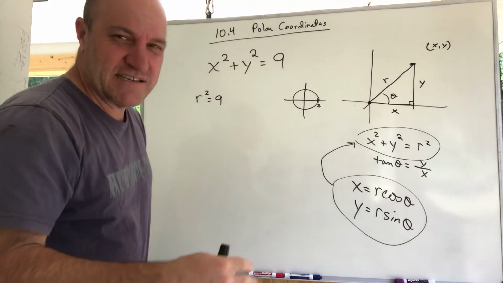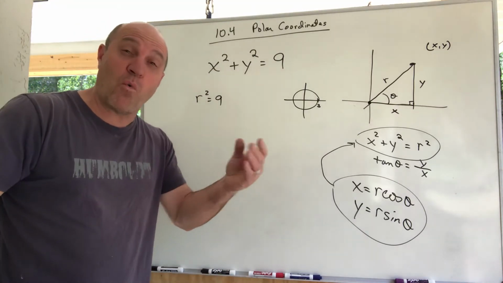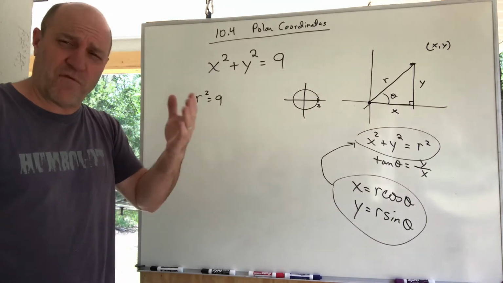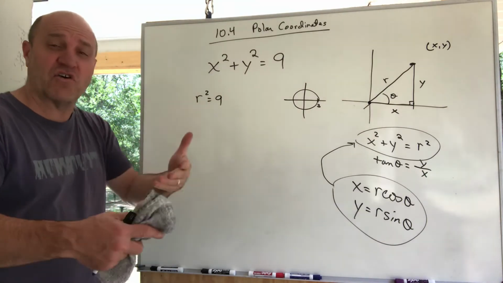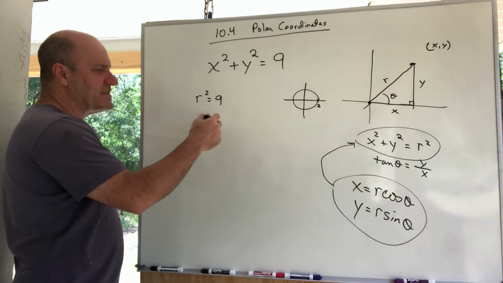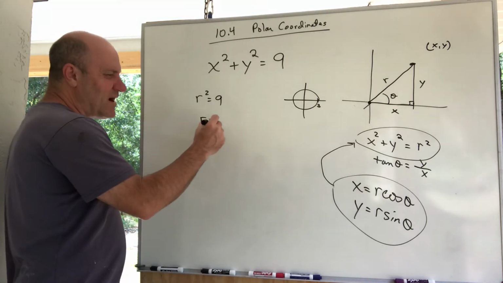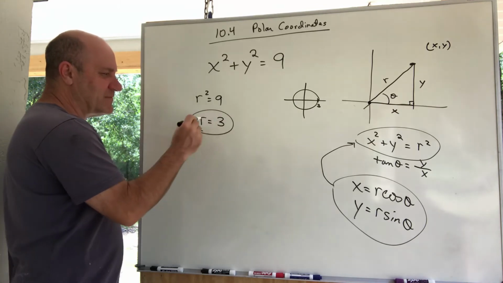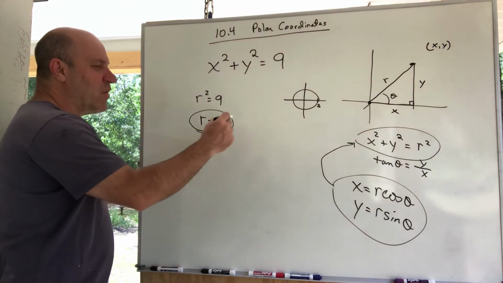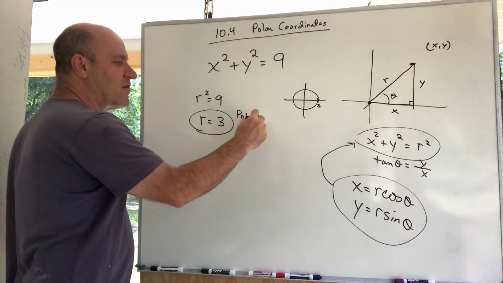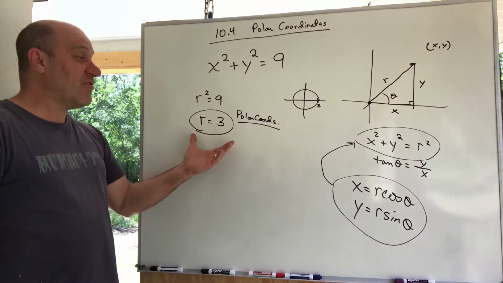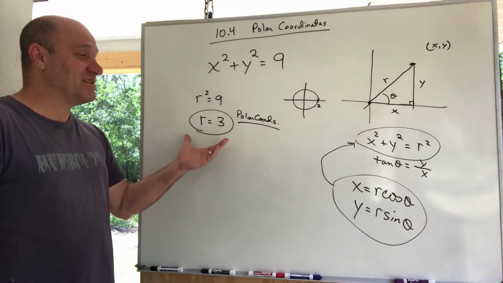But just like with x's and y's, we often like to solve for y as a function of x, although I don't have that here. I like to solve for r as a function of theta. So if I solve for r, I take the square root and I get plus and minus 3. You know what? I'm just going to use the positive 3. And anyway, in polar coordinates, this is the polar coordinate equation of a circle of radius 3, centered at the origin.